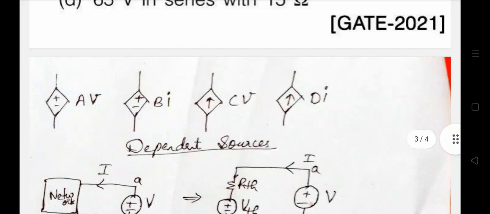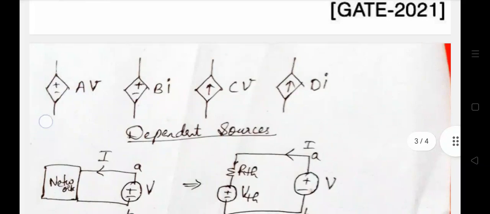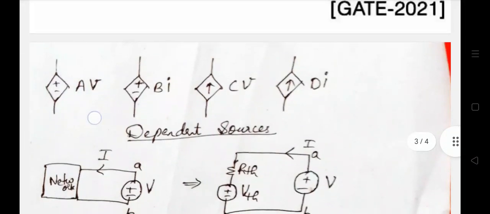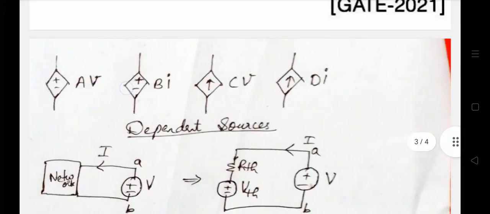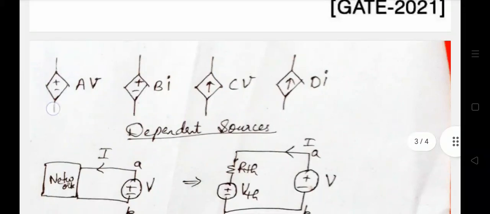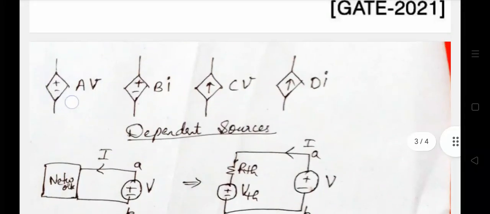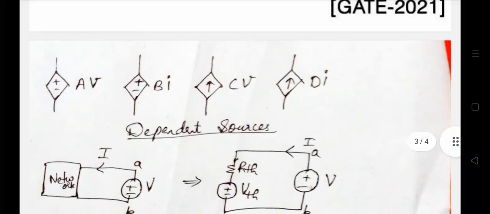These are sources in which the source depends on another variable, current or voltage. So there are four types of dependent sources. The first one is written as AV. This first one is a voltage dependent voltage source. How do I say this is a voltage dependent voltage source? We can see the figure contains positive and negative signs. That means this is a voltage source.